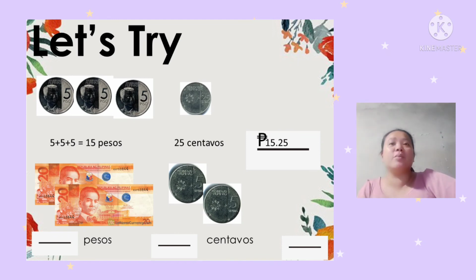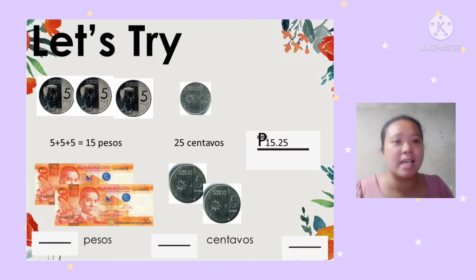Now, we have another one. We have 20 pesos and 20 pesos. And we have 25 centavos. Okay, how much? Just write the amount or the total amount of money. 20 plus 20 we have. And then 5 plus 5, how much? And then combine together and write the total amount of money. For this one, I'll give you 10 seconds to answer. Ready? Go! 10.